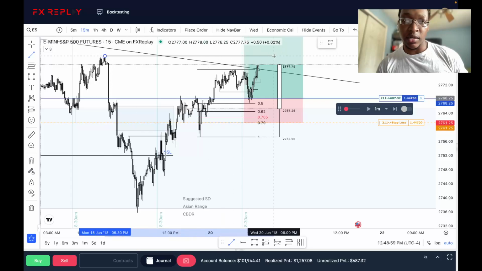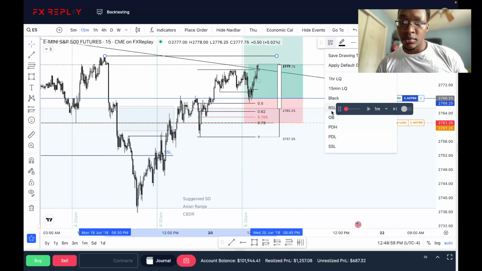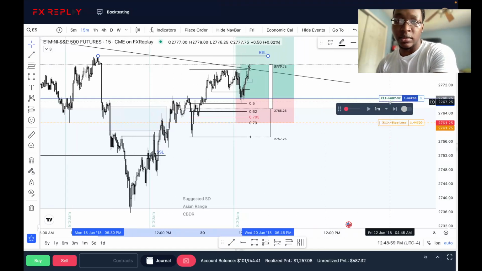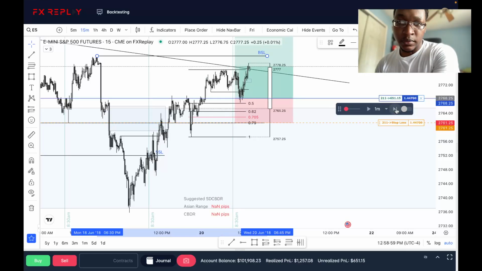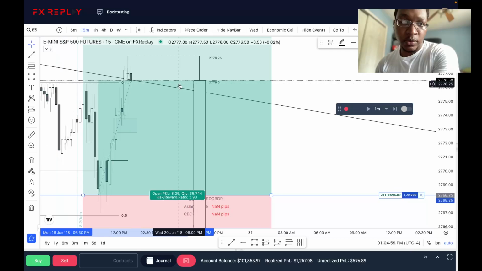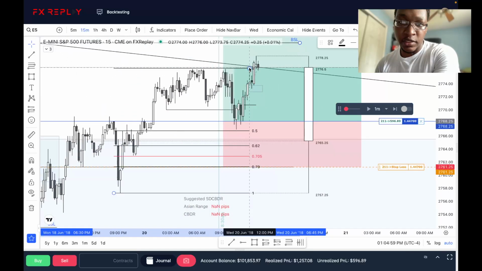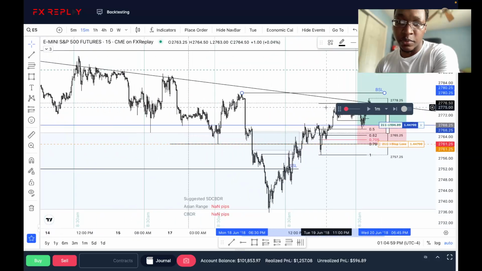This is previous day's high up here. This is buy side liquidity. That's our target. Here we go. Closing above this here with the fair value gap. We can look at this as support to push higher.